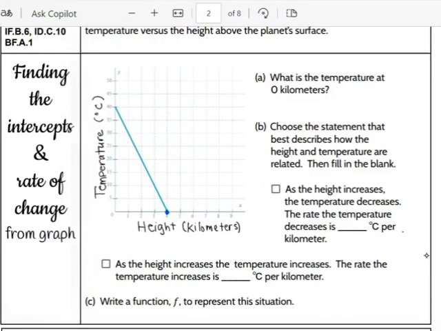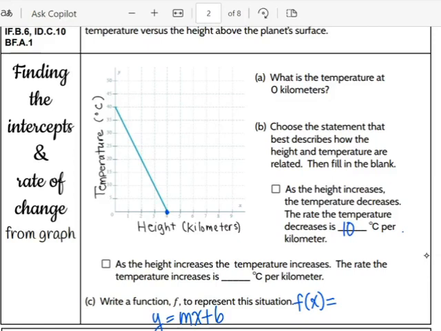Part C says write a function f to represent this situation. So it's asking me to write an equation for this line. It's asking me to name it f, so I will call it f of x. This is a linear function, so we're going to follow the y equals mx plus b, the slope-intercept form for this. We already discovered our slope was 10 degrees Celsius per kilometer.